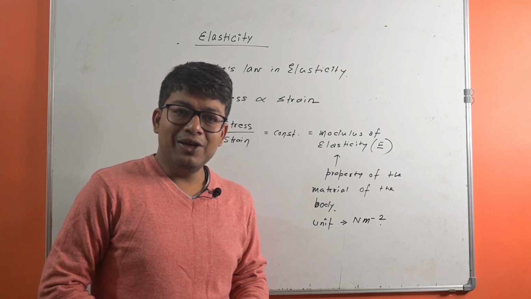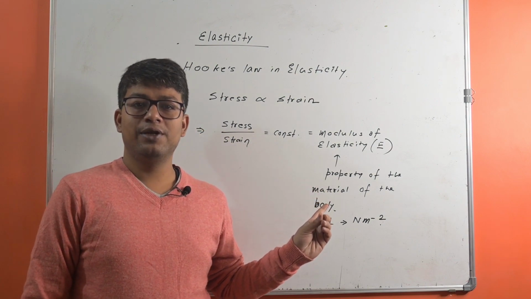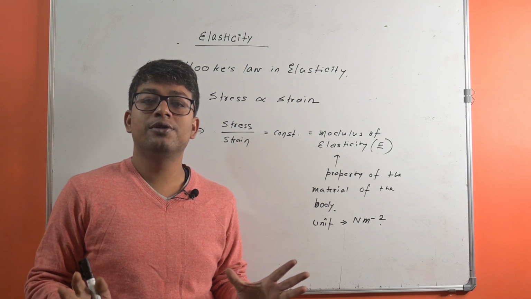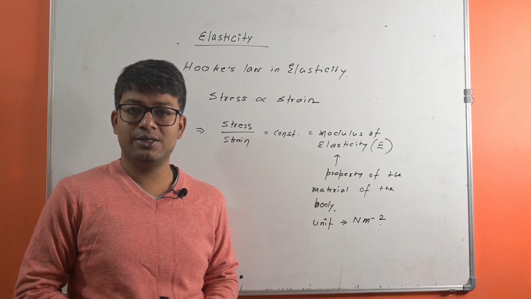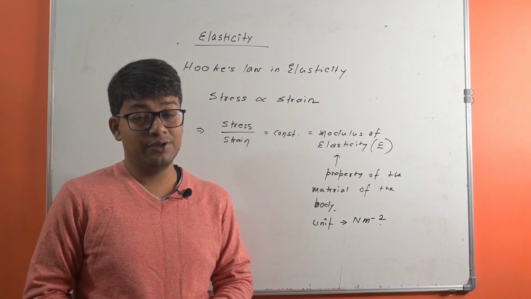All right. Now in the next video, we are going to learn more about this modulus of elasticity. In the next video, we are going to learn that there are 3 kinds of modulus of elasticity a material could possess. They are called Young's modulus, bulk modulus, and modulus of rigidity.